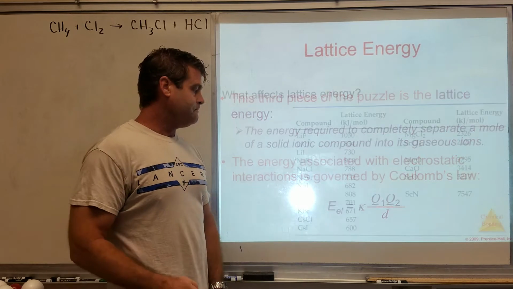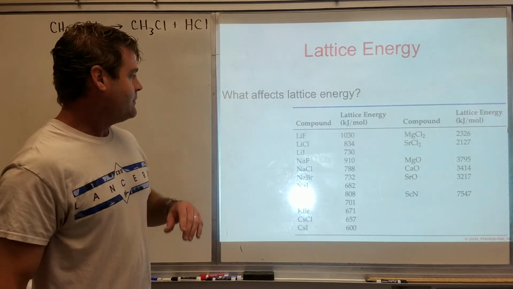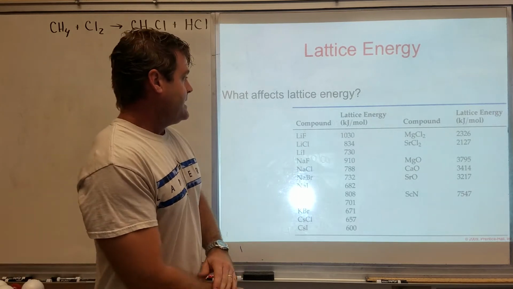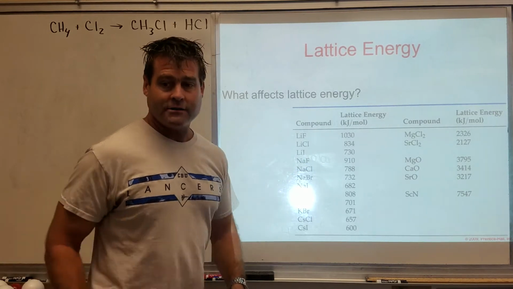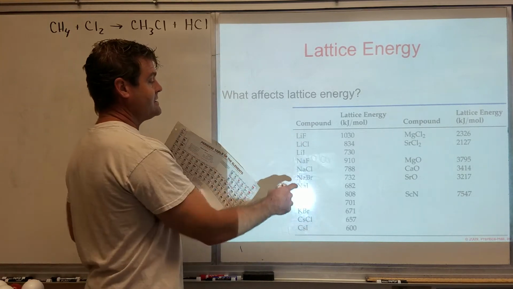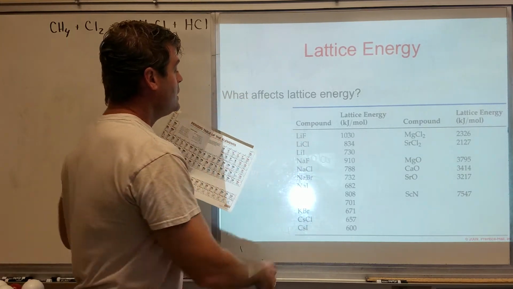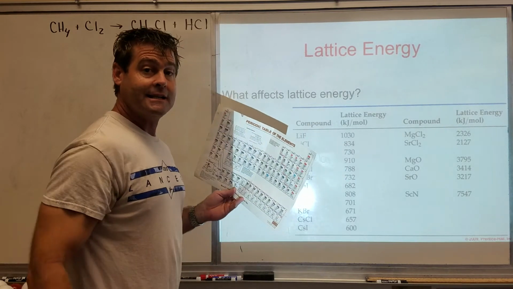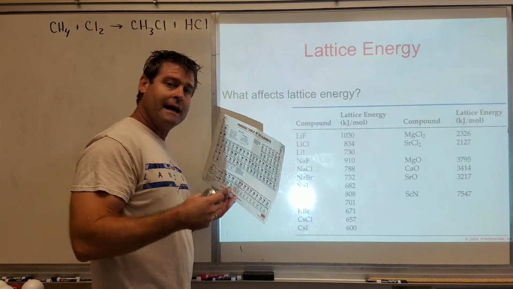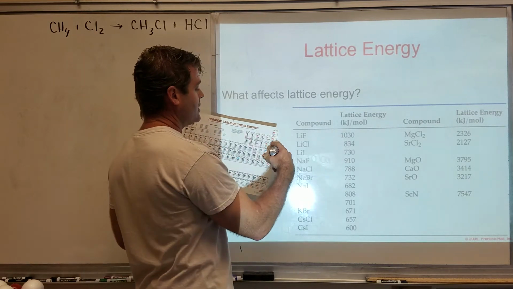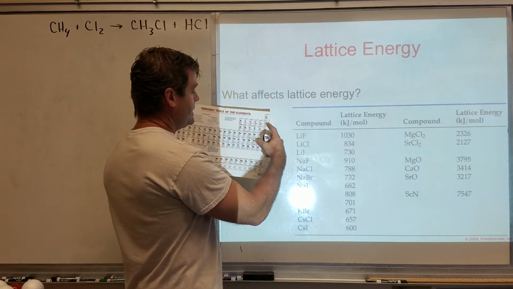I don't know if you guys can see this, but look, we've got lithium fluoride, lithium chloride, lithium iodide. You can see the lattice energy for these. If we're going to compare, the metal is the same. What's different is the nonmetal. So when lithium is combined with fluorine, it has a lattice energy of 1030. That high lattice energy indicates that those ions are held together very strongly. So why would those be held together more strongly than the lithium with the chlorine or the lithium with the iodine?